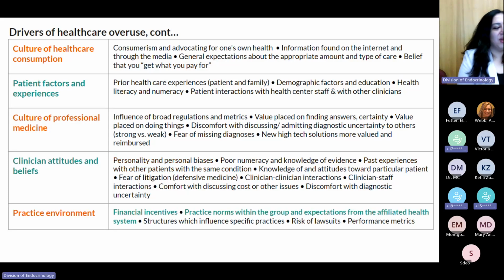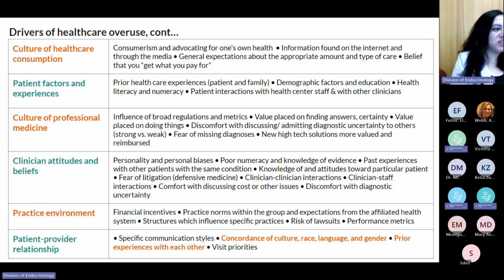The practice environment also will influence this. So financial incentives for the amount of procedures, patients, testing you do. What your group does as a norm also will influence this. So if everyone in the group does things this way, then that's the way you're probably going to do it, or you'll feel pressured to do it in that way. And lastly, the patient-provider relationship will affect this. How you speak to your patient and how you get along. If there's a concordance of your culture, race, language, gender, that can influence testing and your conversation, treatment of a patient. So these are things to keep in mind.